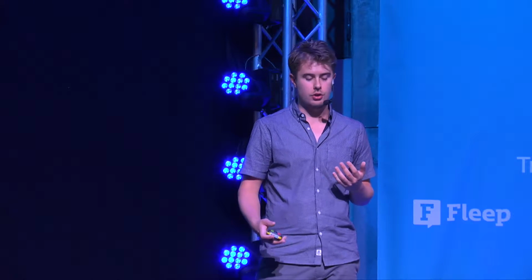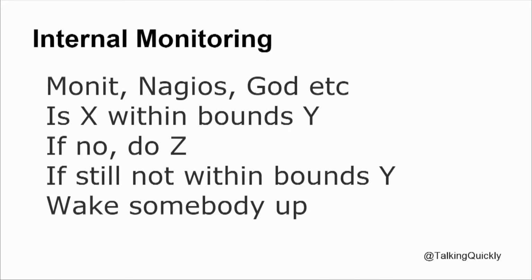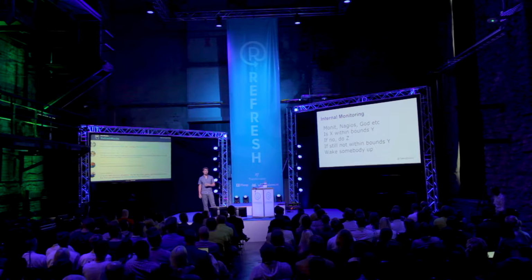If they can't do that, they should at least alert us, because there's nothing worse than not knowing that your product is broken. And there are a whole suite of tools out there for doing this. What I'm thinking of are internal monitoring tools, so things like Monit, things like Nagios, and God. And they all function on a fairly similar model. They basically allow you to write checks which say, is X within bounds Y? If not, take some predetermined actions. If that's fixed it, if it's now within the bounds, great, nothing to worry about. If not, go and wake somebody up and get them to come and fix it.